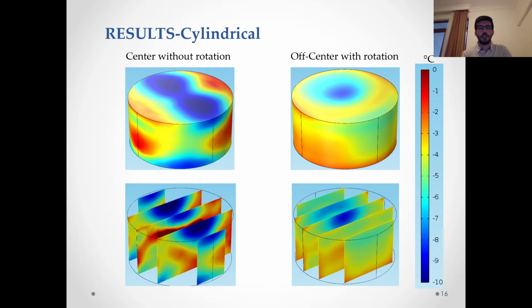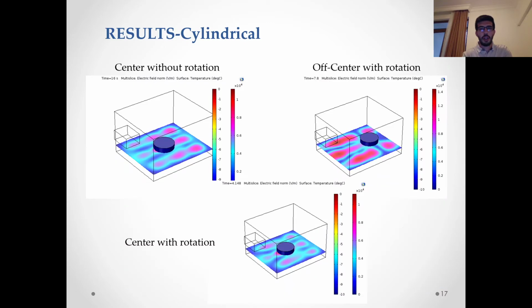Cylindrical results for center without rotation and off-center with rotation. And you can see the graphs for the three cases. The sample changes place volumetrically during the process in off-center with rotation, and all surfaces are exposed to different electromagnetic distribution during the process, which really improved the temperature uniformity.